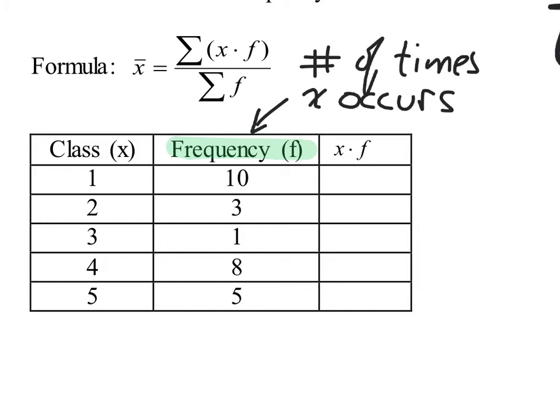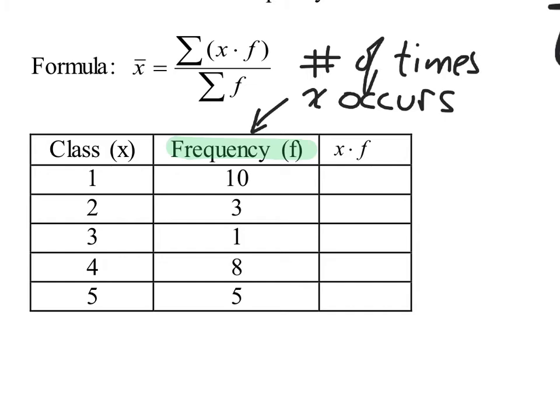So if I was finding the mean, I would have to say 1 plus 1 plus 1 plus 1 plus 1 plus 1 plus 1, and so on, plus 2 plus 2 plus 2, 3 of those, plus 3, plus 8 of those 4s. I'd have to count them all off and add them all up, and then 5 of the 5s. Count them all off and add them all up.